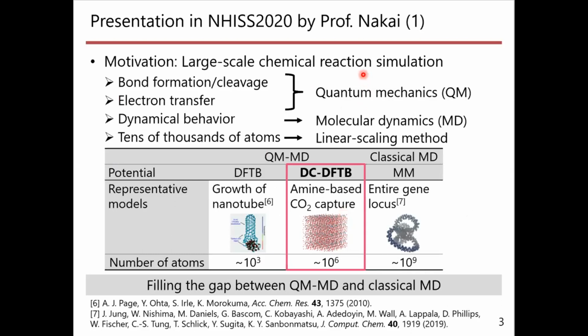DCDFTBMD is a linear scaling semi-empirical code developed in Professor Nakai's group. It can perform large-scale quantum chemical calculations based on the divide and conquer density functional tight binding method. Molecular dynamics and free energy calculation by metadynamics, geometry optimization, and other simulation methods are supported.